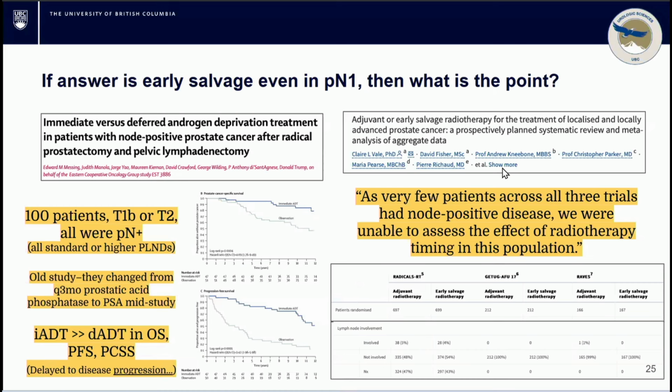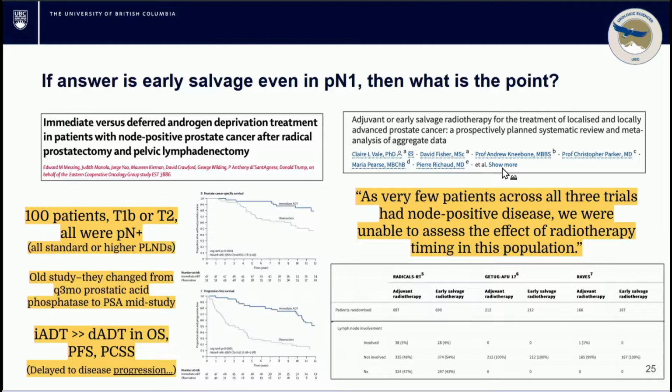The first is the Messing trial for ADT, published in 2006. Incidentally, one of the authors is Donald Trump. But anyway, this is very old. He's a medical oncologist. Anyway, this is very old data, but to review, they had 100 patients who were initially T1B or T2, so grossly speaking, more low risk, who ended up being PN positive. And they recruited from 30 sites to gather just 100 people.